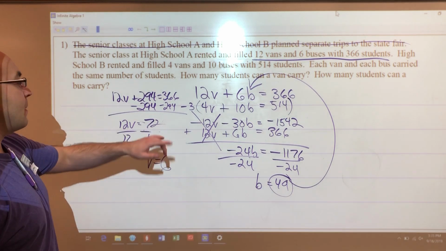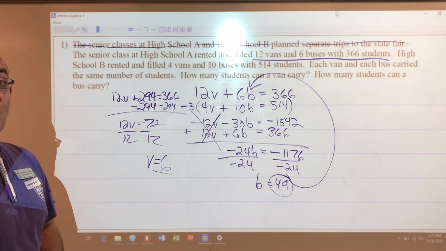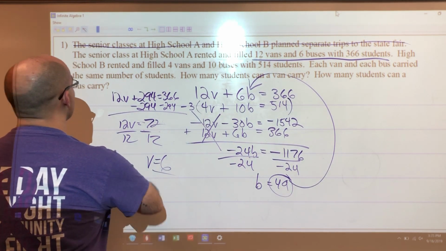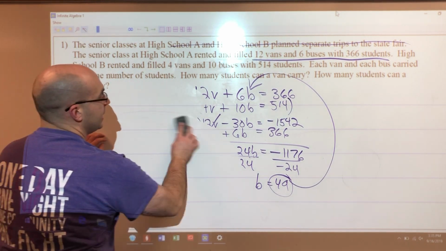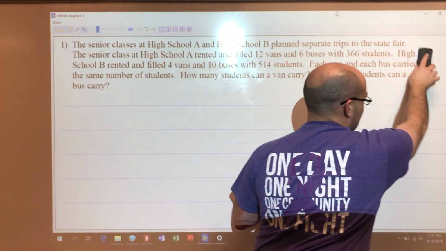So that's my answer. So how many students did a van carry? 6 kids. And how many students did a bus carry? That's 49. All right. I'm going to give you another one to work on your own. And I will post the answers so you can check your work as soon as this erases, which is taking a long time.